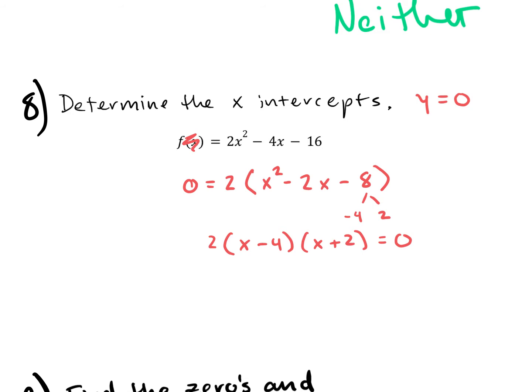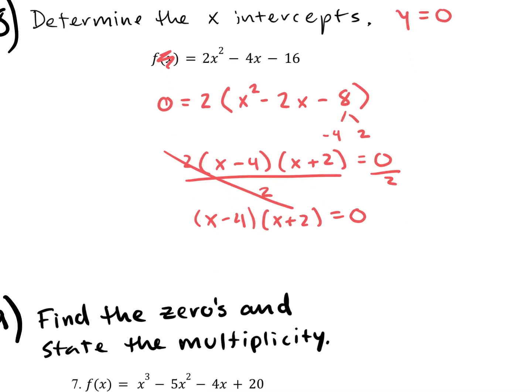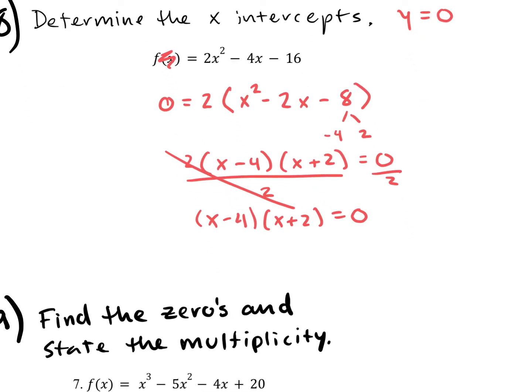So because I took out just 2 and not a 2x, I could divide both sides by 2. And 0 divided by 2 is just 0. So I would have x minus 4 times x plus 2 is equal to 0. So that 2 we can just get rid of. If I took out an x, I would need to set that x equal to 0 also. That's the difference. If I took out an x here, that x is a value, so you would have to set that equal to 0. But since it's just 2, you can just divide it out and get rid of it.